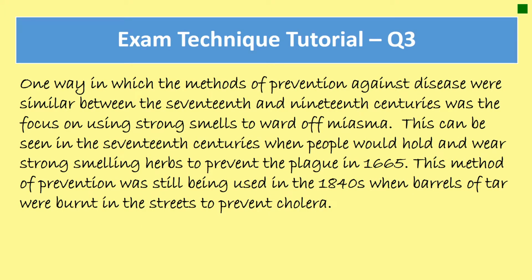So here we have an example answer. One way in which methods of prevention against disease were similar between the 17th and the 19th centuries was the focus on using strong smells to ward off miasma. Could have said disease. This can be seen in the 17th century when people would hold and wear strong smelling herbs to prevent the plague in 1665. This method of prevention was still being used in the 1840s when barrels of tar were burnt in the streets to prevent cholera.